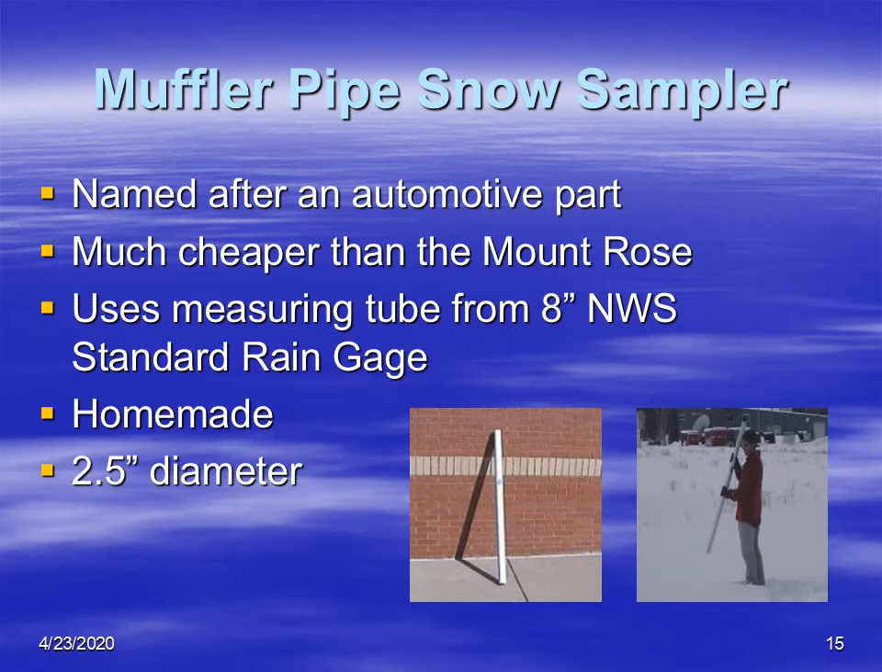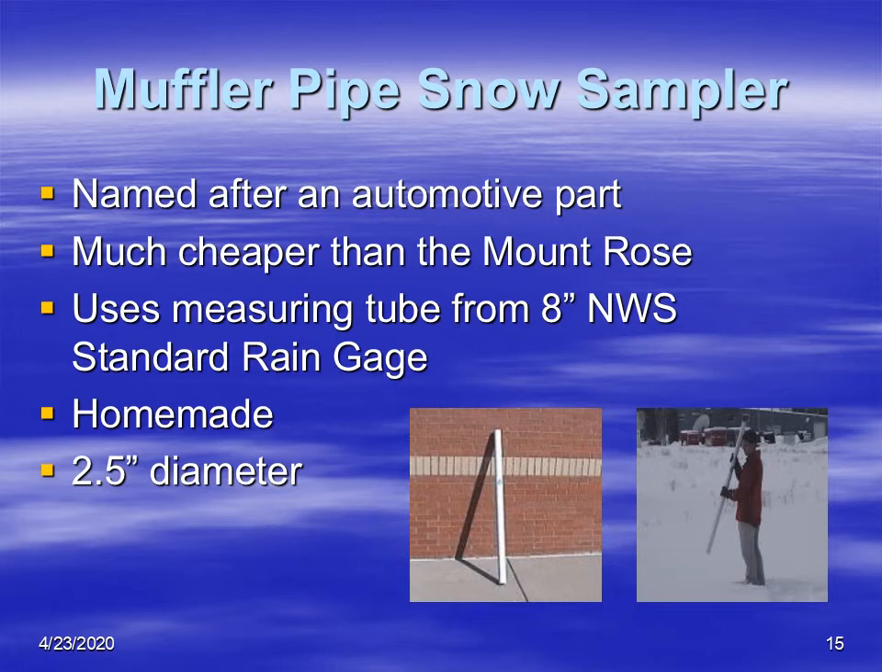Another type of snow measuring device is the snow sampler. And it's kind of funny. This one is an automotive part, believe it or not. It's a lot cheaper than the Mount Rose snow sampler. The Mount Rose is very expensive. It's specifically made for measuring snowfall or snow depth in mountainous areas, and it's very high tech.